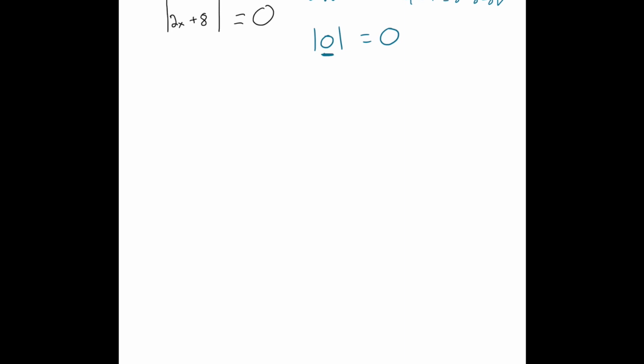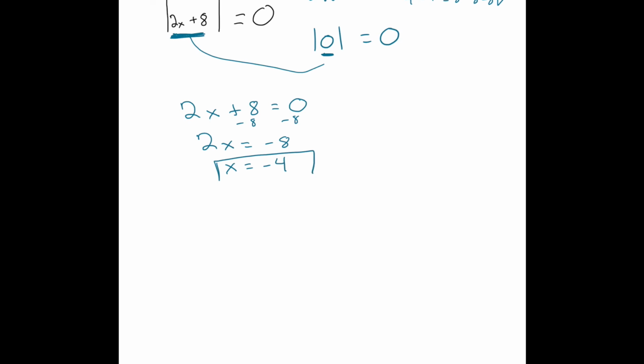So we're saying the absolute value has to be 0. So this is what we have in our absolute value. So we're going to set that equal to 0. So 2x plus 8 is equal to 0. So 2x, we're going to subtract our 8. So 2x is going to equal negative 8. X is going to equal negative 4. And we're going to say that's our answer.